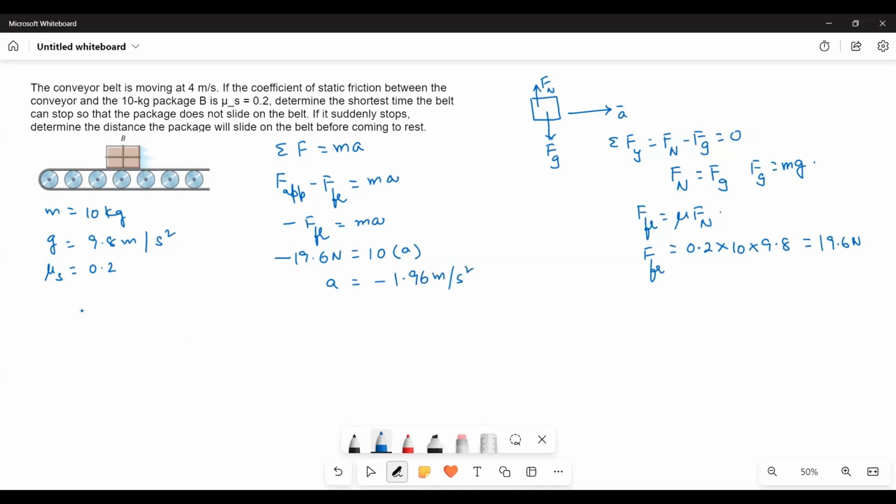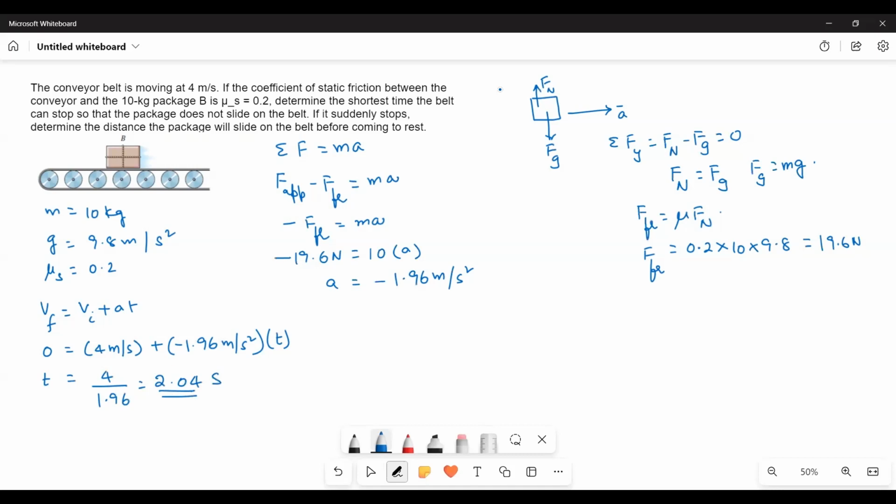Now we have to find out the time. So we use the equation Vf is equal to Vi plus at. Ultimately, the conveyor is coming to rest, so Vf is equal to 0. Initial velocity is 4 meters per second, which is already given to us. Plus acceleration is minus 1.96 meters per second square times t. Therefore, t is equal to 4 by 1.96, that is equal to 2.04 seconds.